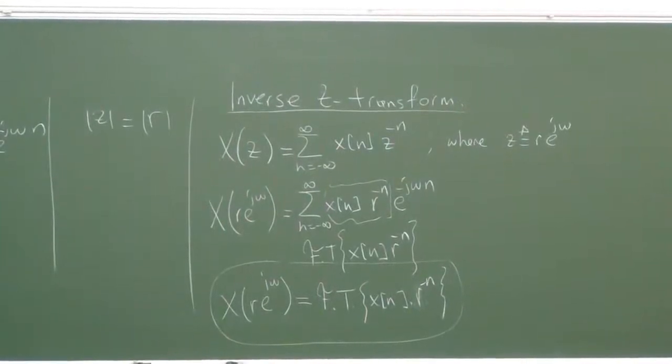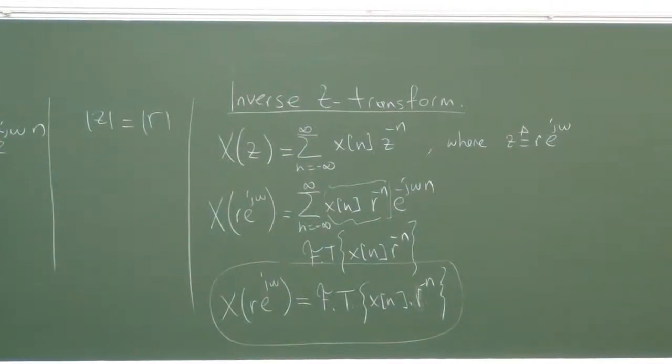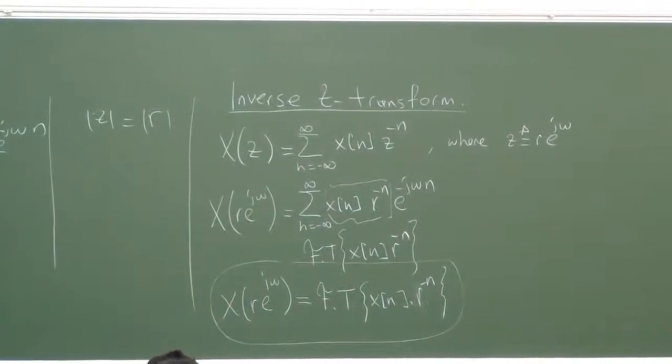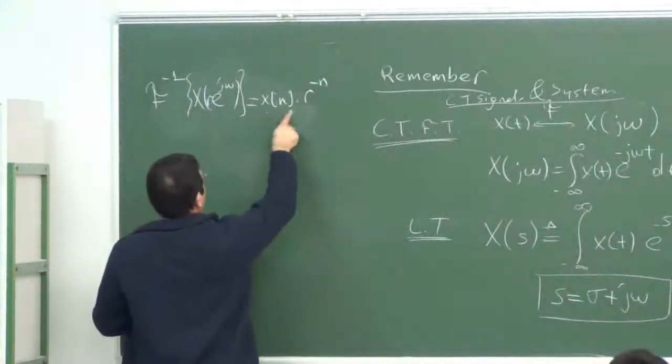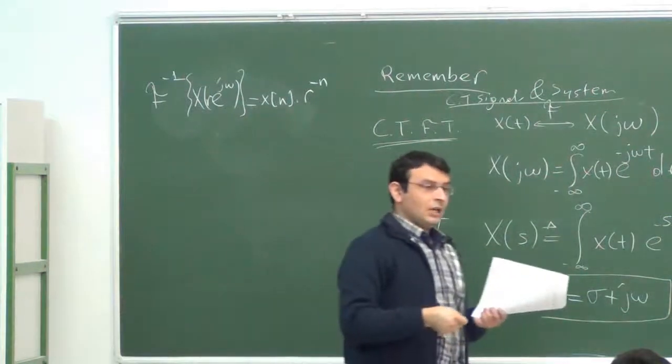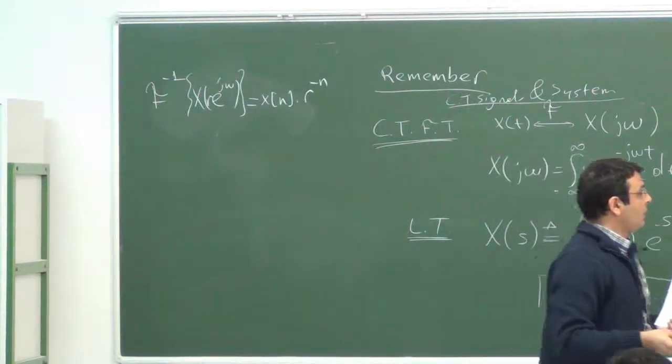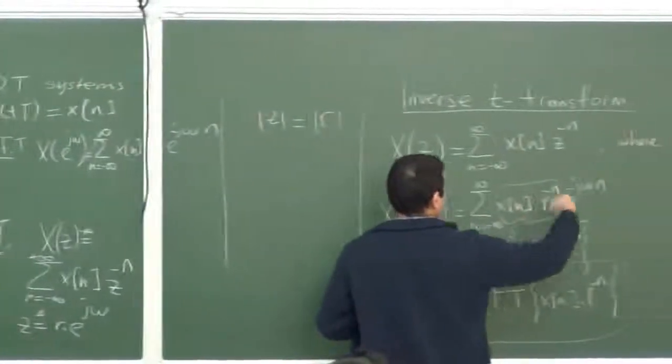Apply the inverse Fourier transform to both sides, as you see. The inverse Fourier transform of X(r e to the j omega), sorry, there is an r in here, and the inverse Fourier transform of the right side, which is the Fourier transform of x[n] times r to the minus n. So the inverse Fourier transform is directly equal to x[n] times r to the minus n. You can take x[n] from here because we are trying to find the definition of the inverse transform. We're going to find x[n] is equal to blah blah.